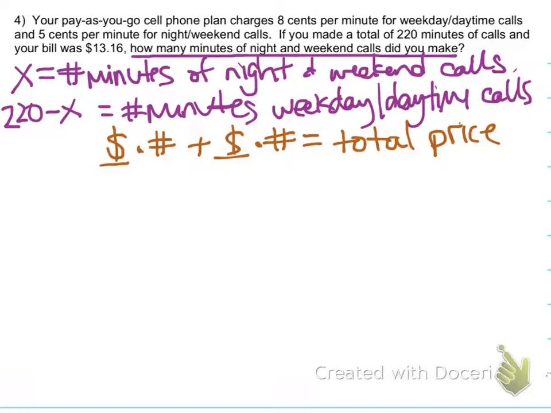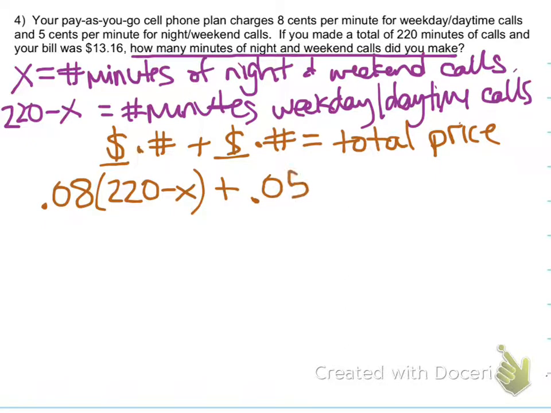So, how much is a daytime call? A daytime call is 8 cents. Again, make sure that you're changing your 8 cents into proper money, so 0.08, times 220 minus x, the number of daytime calls, plus the price of my night calls, a nickel is 0.05, times the number of night calls, and that's going to equal the total bill. Now you need to distribute and solve this equation.